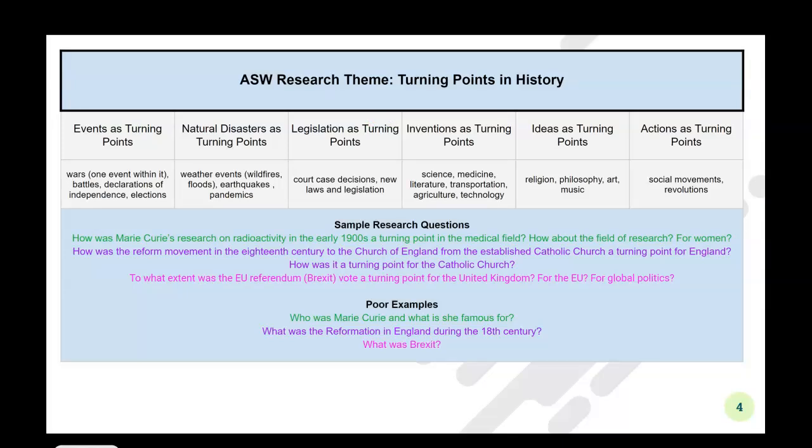You can also pause and look at this page on your own. This is just a few brainstorming topics if you're struggling coming up with your three different ideas. But I want to really point out the poor examples versus the sample research question. It's not enough to just say, who was Marie Curie and what was she famous for? That's not going to be enough for this paper. A better topic is, how was Marie Curie's research on radioactivity in the early 1900s a turning point in the medical field? How about the field of research? How about for women? That's studying that turning point in a more complex way, not just a report about Marie Curie. Hopefully you see the difference and can figure out how to do that on your particular topic.